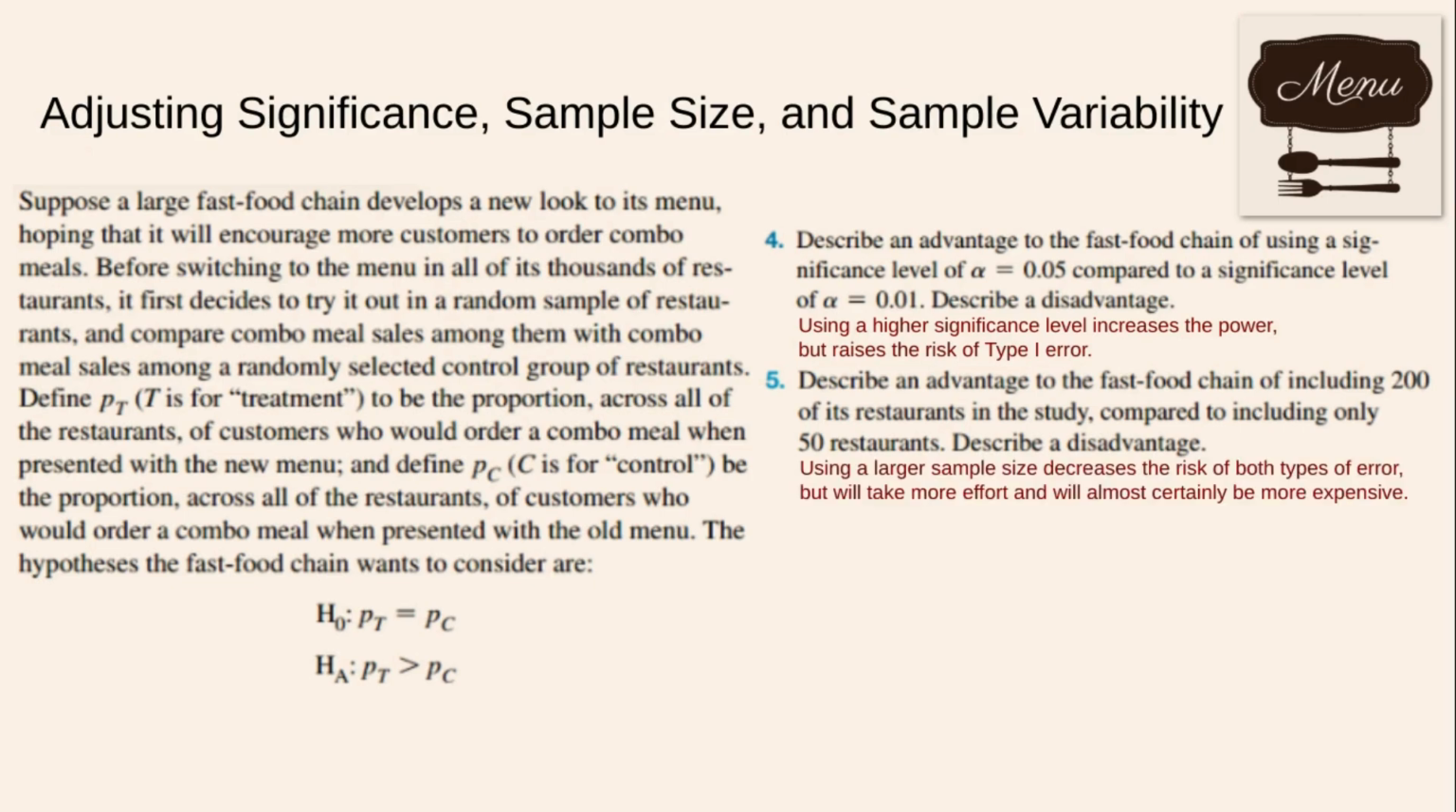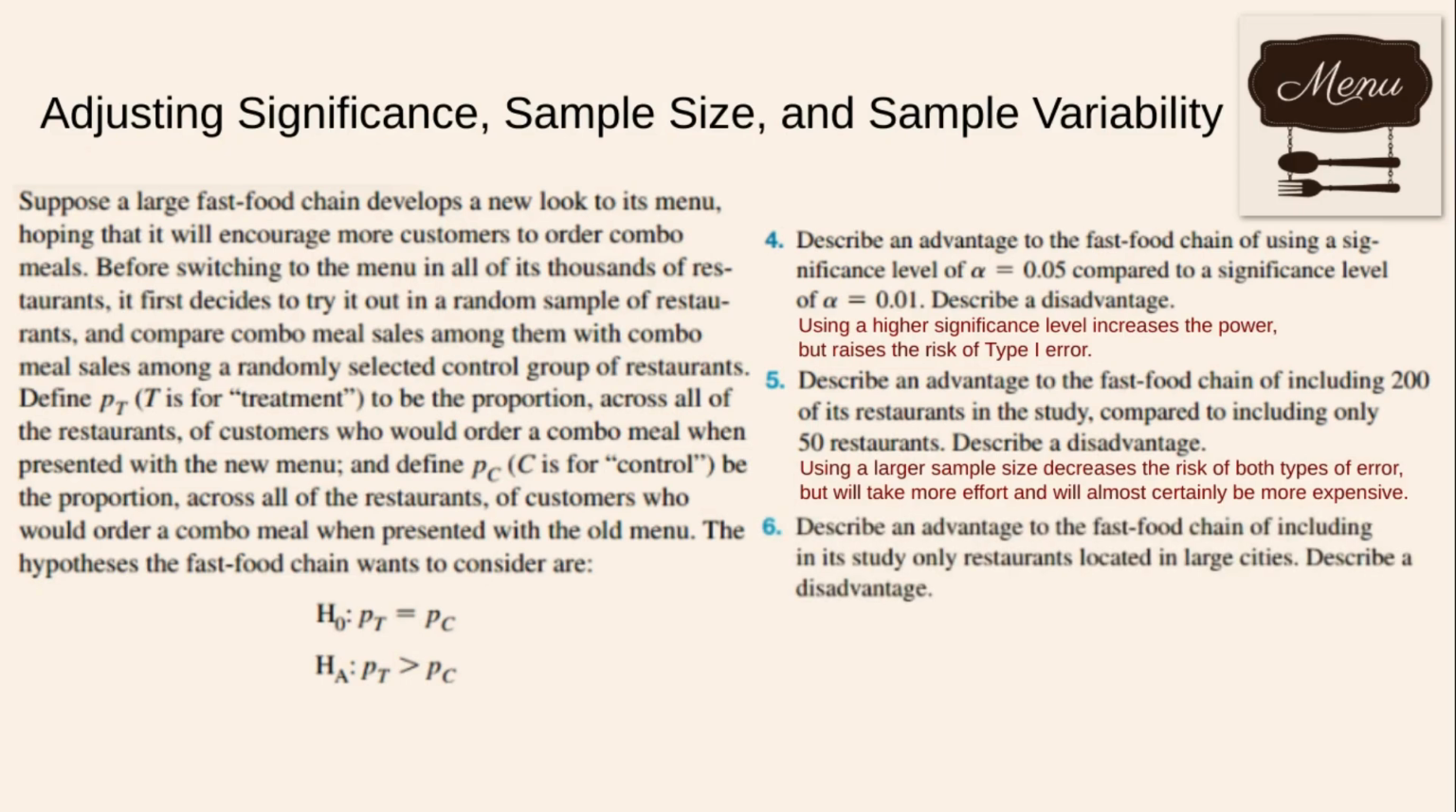Here we go. Using a larger sample size decreases the risk of both types of error and also increases power, all right? Because if we decrease the odds of type 2 error, that means we increase power because they are complements. But it will take more effort and will almost certainly be more expensive. So it's more effort on our part, more money on our part. So there is a disadvantage to increasing the sample size, but nothing you need to be concerned with in AP Stat. The money is no issue for us, but in the real world, just as Paramore says, ain't it fun?